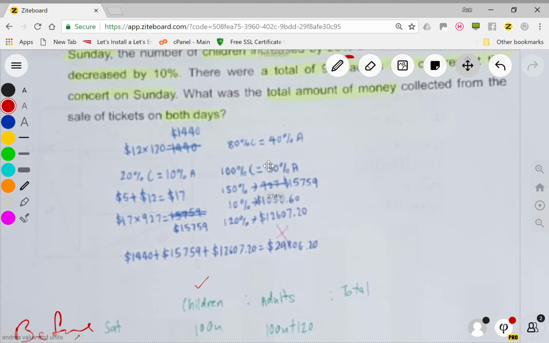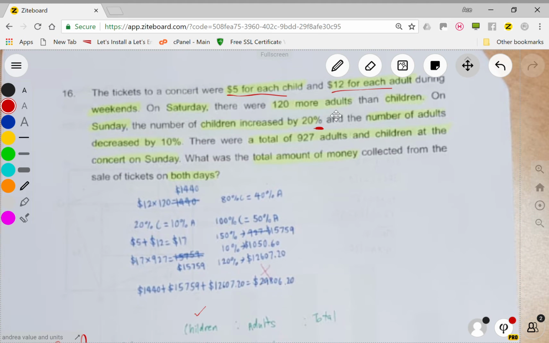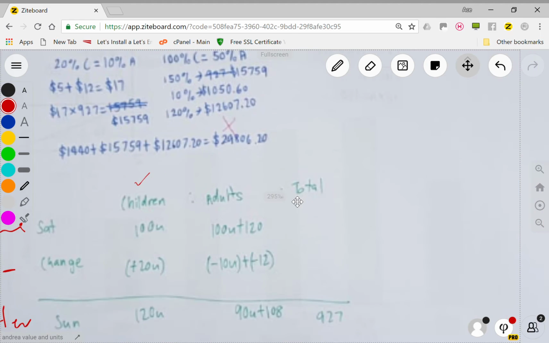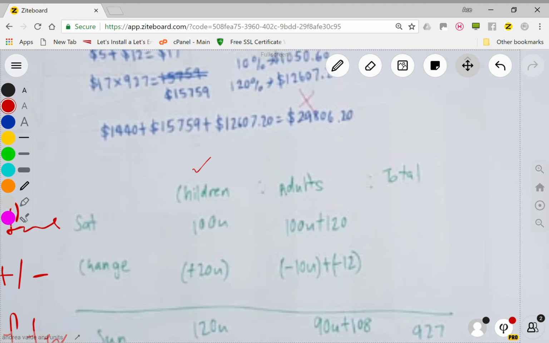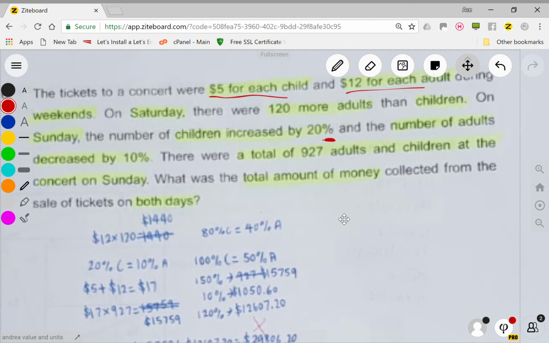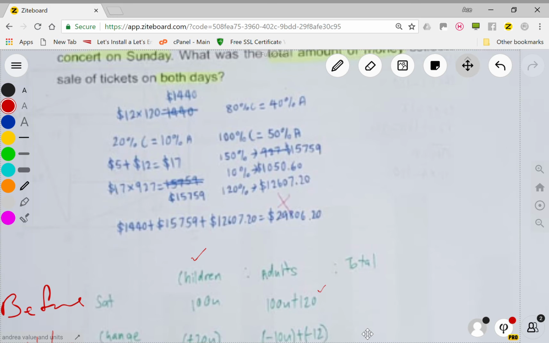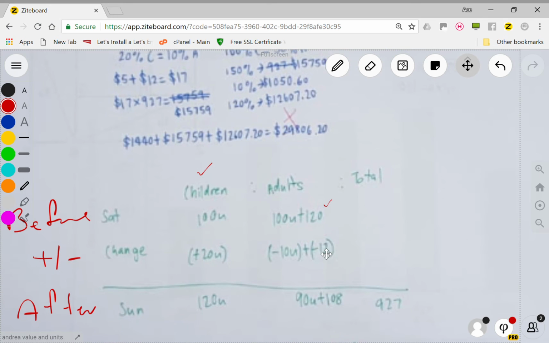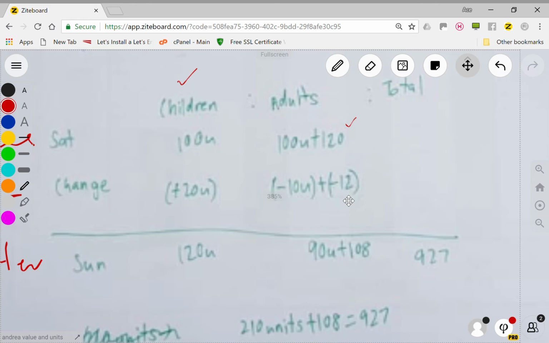So the criteria is that first of all, there must be 120 more adults than children. So that's why we have this, 100U plus 120. Then after that is the tricky part. The tricky part is the decrease by 10%. This is the part where a lot of students will be stumped, stuck, because they do not know how to remove 10% from here.